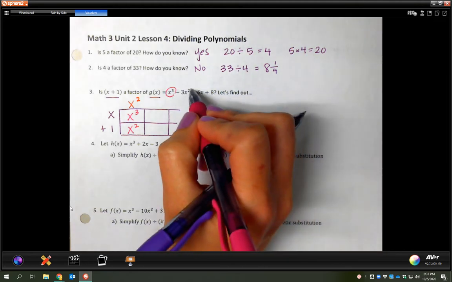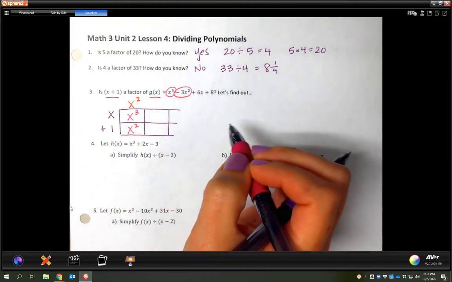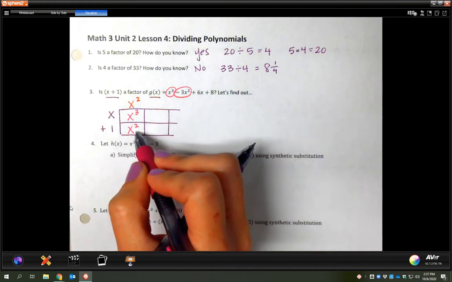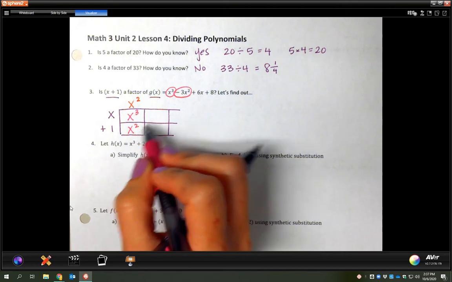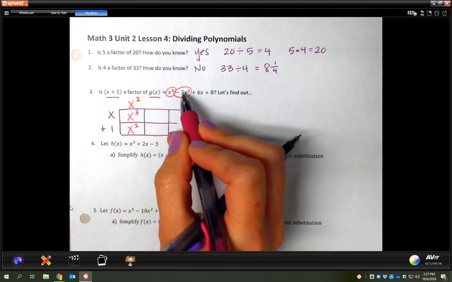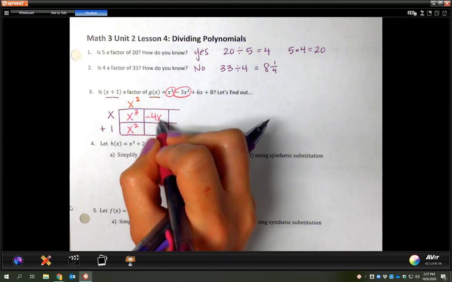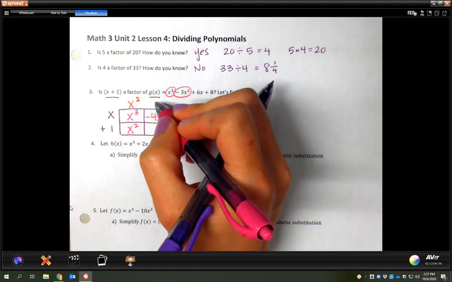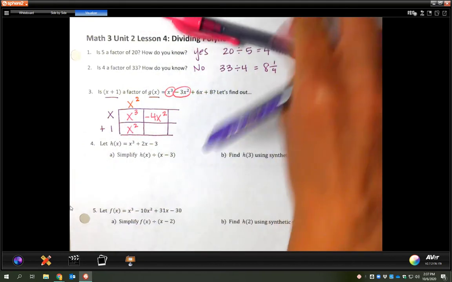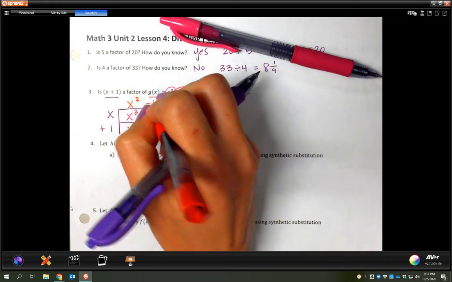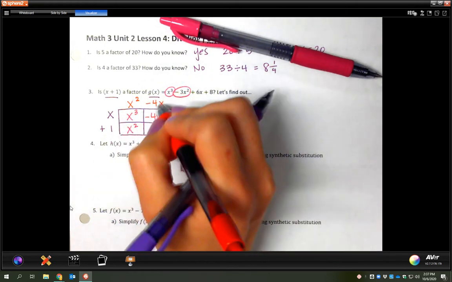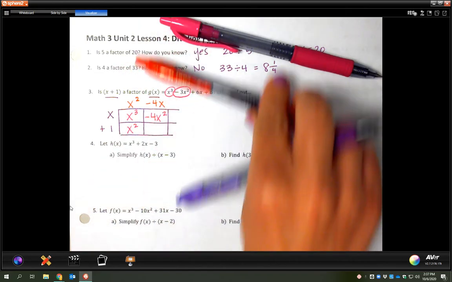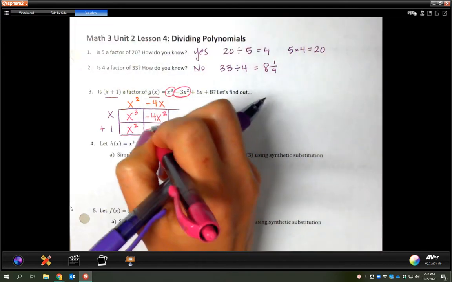Now I'm going to go to the next term in g of x, and it's negative 3x squared. So what I want to do is put something here in this box to add to x squared so that these two boxes combined add up to negative 3x squared. So it would be negative 4x squared. And then I'm going to go up here and write what multiplies to x to get negative 4x squared. It would be negative 4x. These two multiplied together, we get negative 4x squared. And then I'm going to fill in this box. Negative 4x times 1 is just negative 4x.